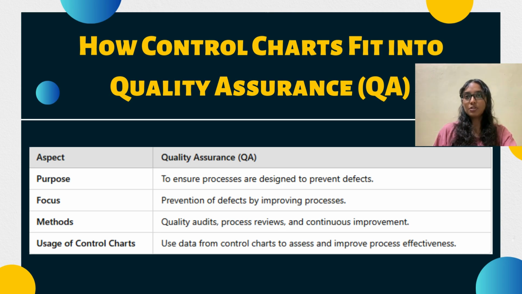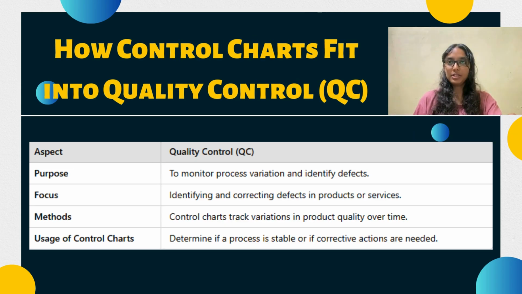In practice, control charts in QA are used to assess process effectiveness. By monitoring key process data, we can see if processes are stable and capable of consistently producing quality products or services. Next, to improve processes, control charts allow teams to detect trends and variations early, providing an opportunity to make improvements to the process before defects occur. Next, we are going to see how control charts fit into quality control.